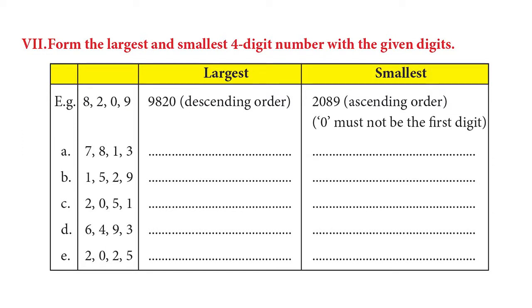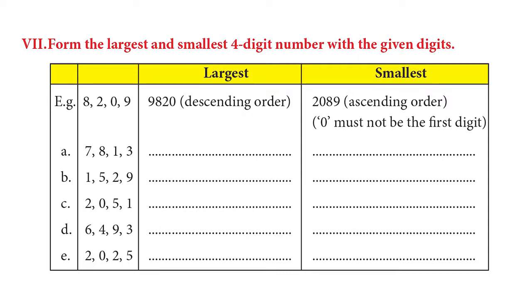Okay, so we have come to the last exercise. Form the largest and smallest 4-digit numbers with the given digits. The first one is given for you: 8, 2, 0 and 9. So, the largest number you can form is 9,820. The smallest one is 2,089. Can you look at the screen and look at the ones?